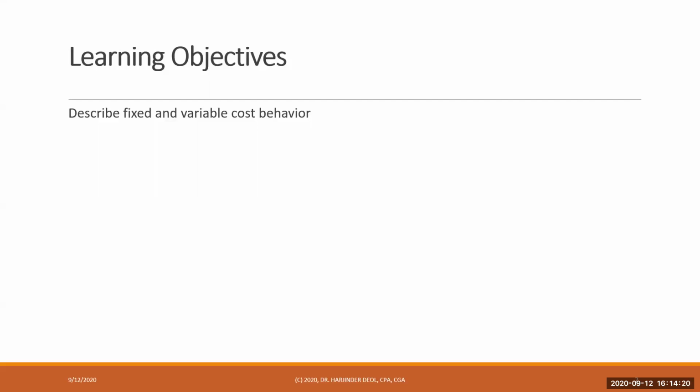We looked at this concept in chapter 2. We will be revisiting it and try to get a better, deeper understanding of how variable costs act and how fixed costs act. Next up, we learn how to analyze mixed costs into variable and fixed components.